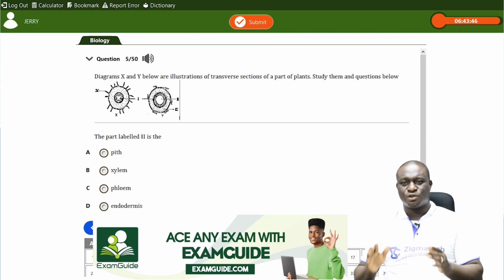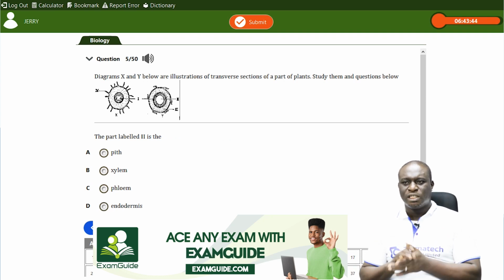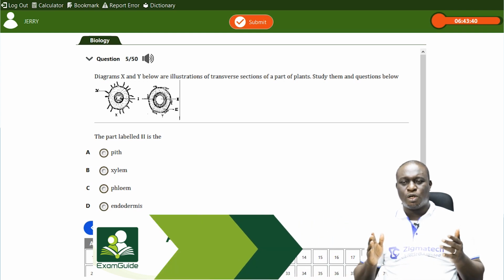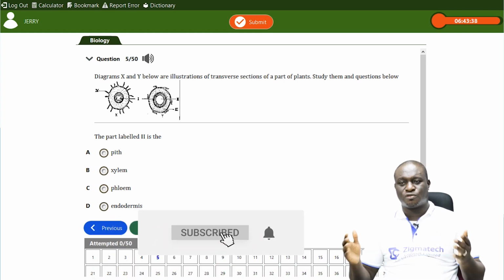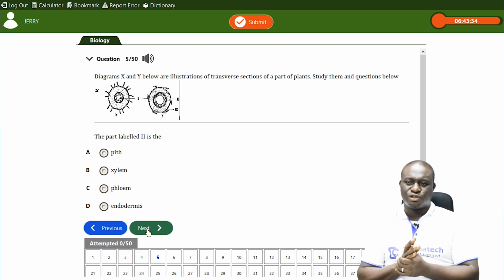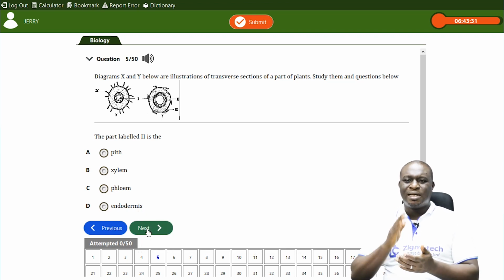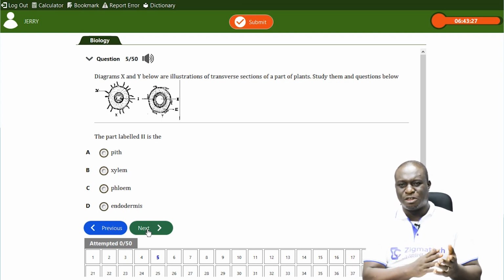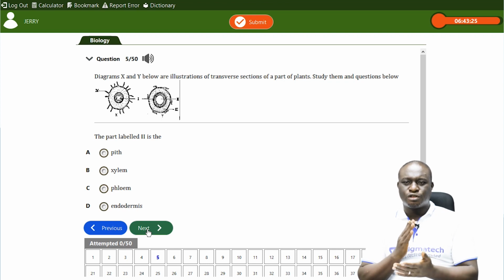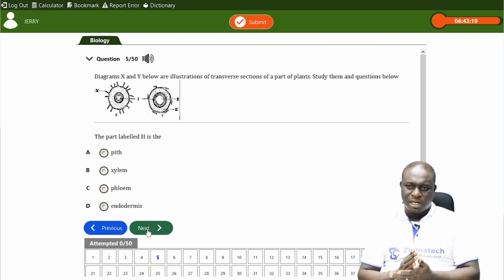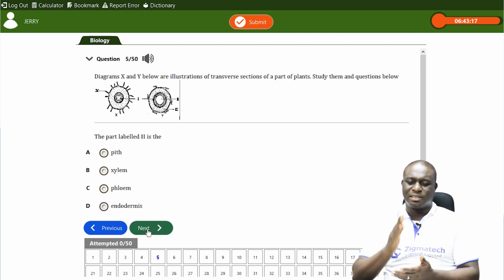Now look at the next question, still on the same diagram. They said diagram X and Y below are illustrations of transverse sections of a part of a plant. Study them and answer the questions below. Now they said the part labeled 2. I just mentioned it. I said the part labeled 2 is the pith. It is not the phloem. It is also not the endodermis. Please take note, it is the pith.